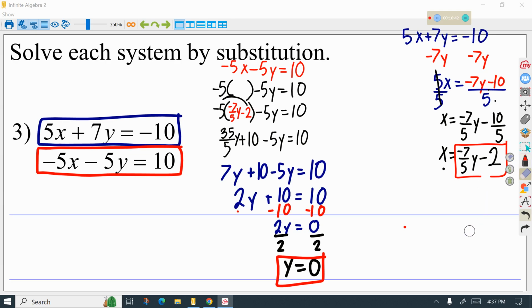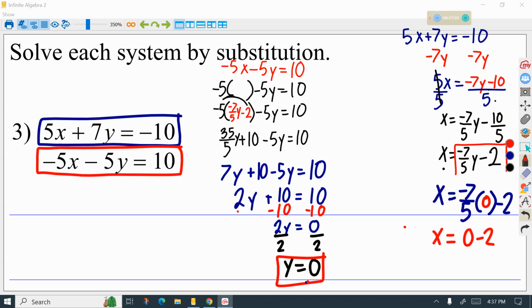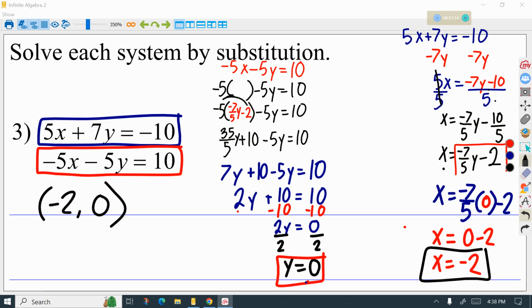To finish this up, what we want to do is now go over here and plug our value of y into this. We're going to do negative 7/5 y minus 2, all right? Well, our y value is 0. So we'll plug in 0 right here, and we know 0 times anything is 0. So this is really just 0 minus 2, and 0 minus 2 is just negative 2. So we have our second value right here. We have that x equals negative 2, and y equals 0. And now number 3 is complete.